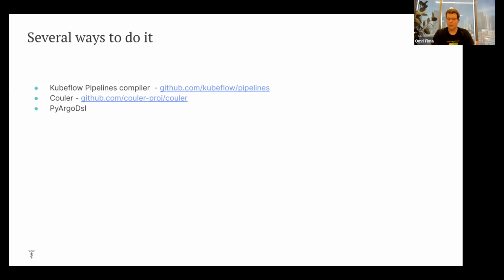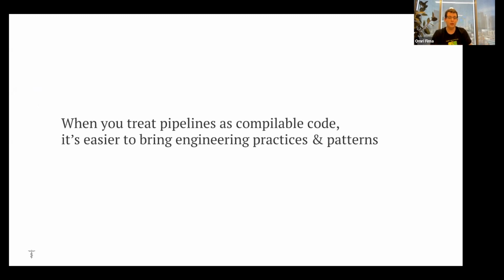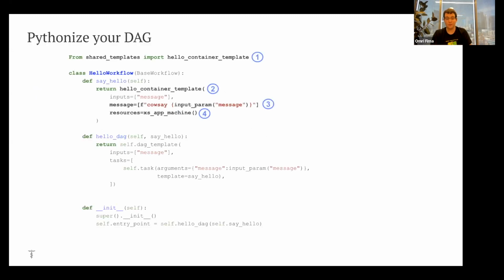We chose to just build Python files or Python schemas out of the original Argo DSO schemas, and I'll show how you can do that later. And the really neat part is that once you treat pipelines as compilable code, it's easy to bring engineering practices and patterns. For example, let's have a look at this basic pipeline and how we've changed it in order to bring abstraction into the game.